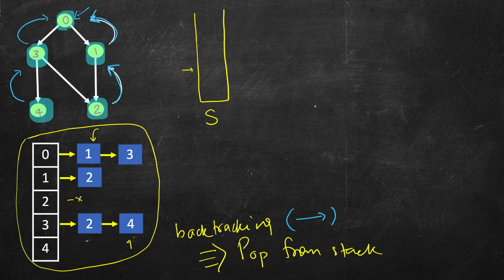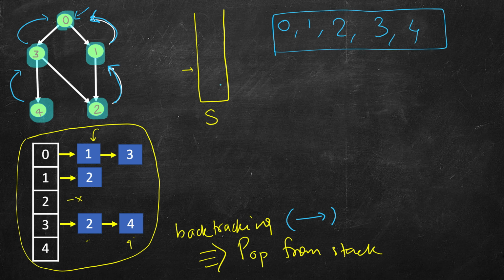So you return. So what order was it printed in? We visited 0, then we came to 1, then we came to 2, then we backtracked and visited 3, then we went to 4, then backtracked and we are done. So this will be the order in which it will be printed. So this is the iterative way of solving it. So what is the space complexity here?